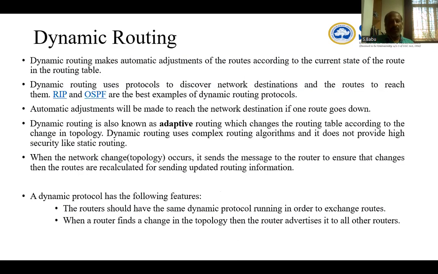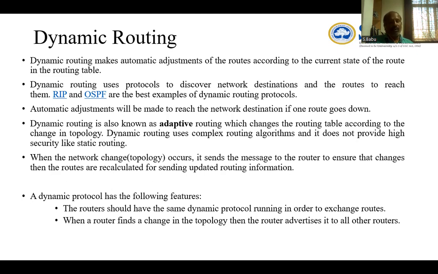Next, dynamic routing. Dynamic routing means that based on the current state of the route, it provides the path between the source and destination. Dynamic routing makes automatic adjustment of the static routes according to the current state of the routing table. Here we use two famous protocols, RIP and OSPF. RIP means Routing Information Protocol. OSPF is Open Shortest Path First.